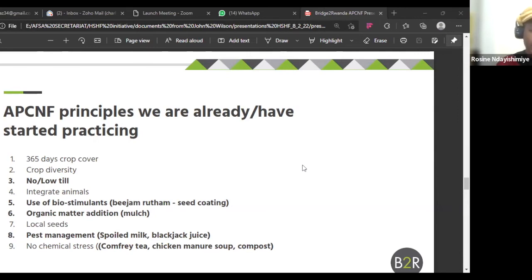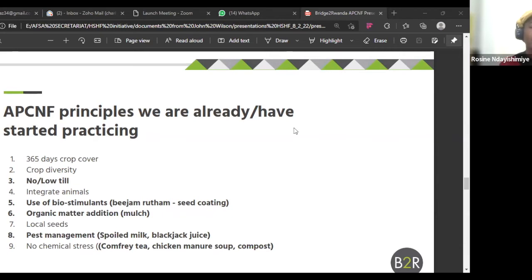Here we have a possible solution, which is agroforestry: growing trees among the crops, and the trees can be pruned for mulch. I think ICRAF will have much more information about this, but organic matter addition, especially in terms of mulch, is one of the biggest challenges we have.